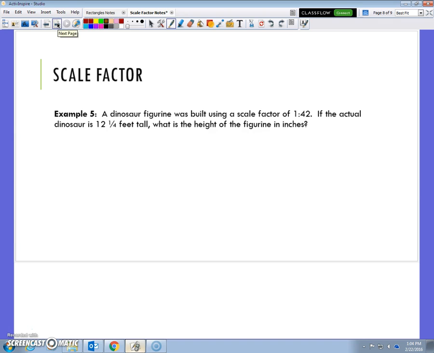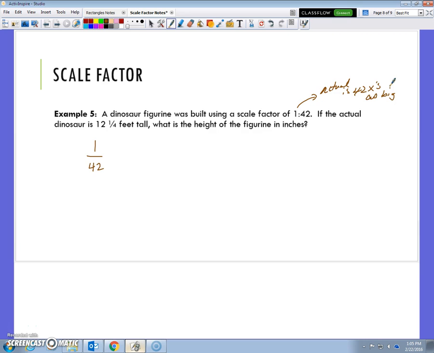The next example says a dinosaur figurine was built using a scale factor of 1 to 42. If the actual dinosaur was 12 1/4 feet tall, what is the height of the figurine in inches? Ooh, okay. So this is a tricky problem too. It's like the example 3. Our scale factor is 1 to 42. That tells us that the actual is 42 times as big.